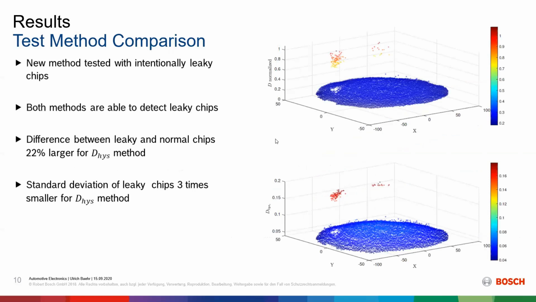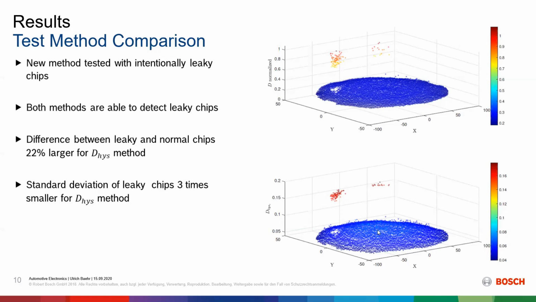When we compare the test methods, we did the following. We took a wafer and made about 4% of the chips intentionally leaky, so we can detect that. And what we saw from the results here on these wafer maps, you can see with the pure eye that both methods are able to detect the leaky chips. For the Q factor method up here, you see that the leaky chips are these two clouds. For the d-hys method, you see the same clouds at the same positions.